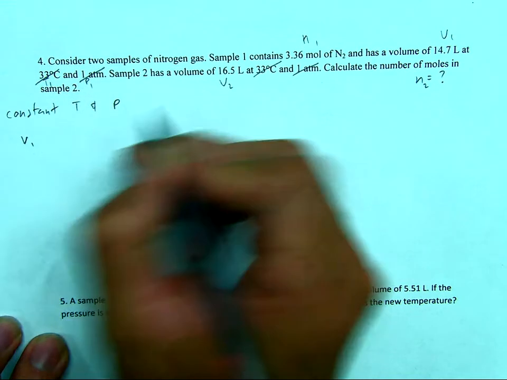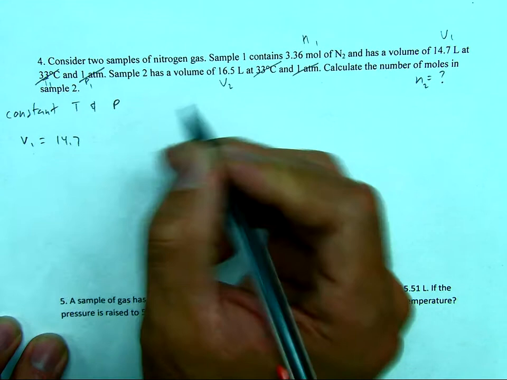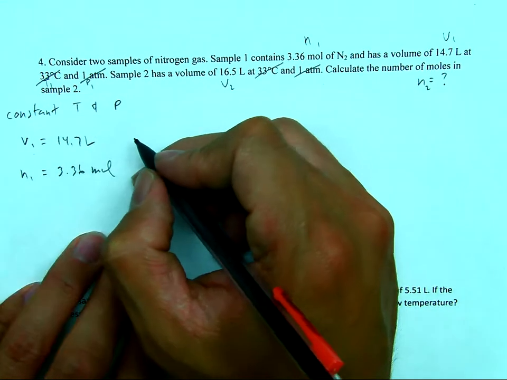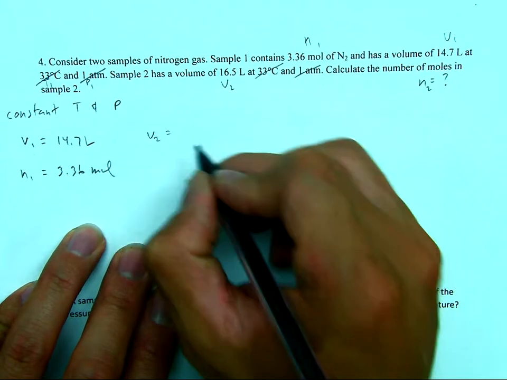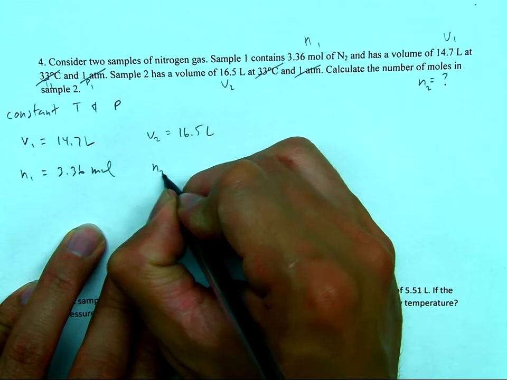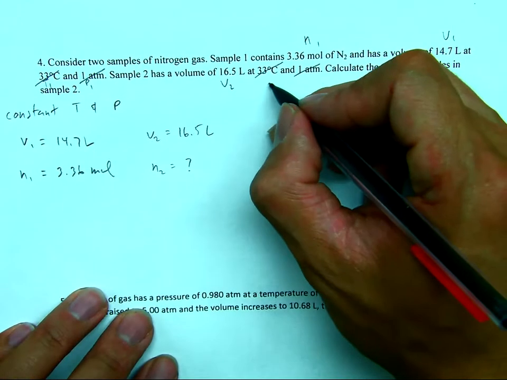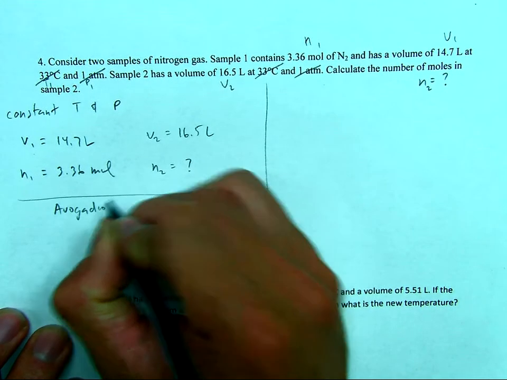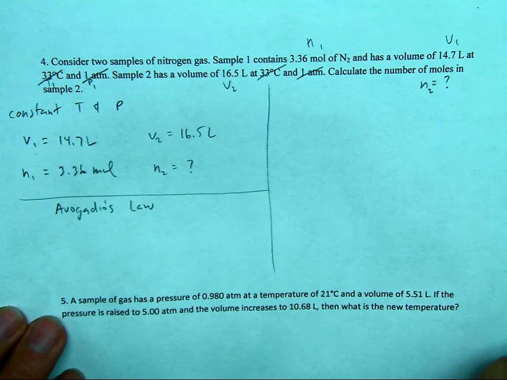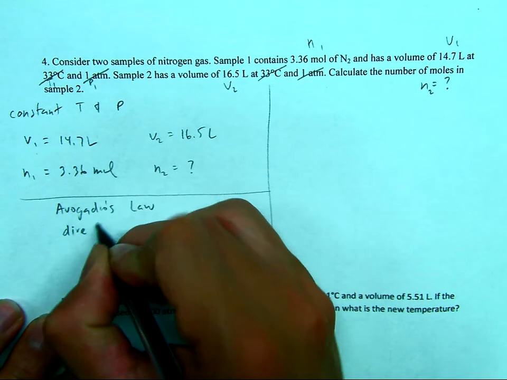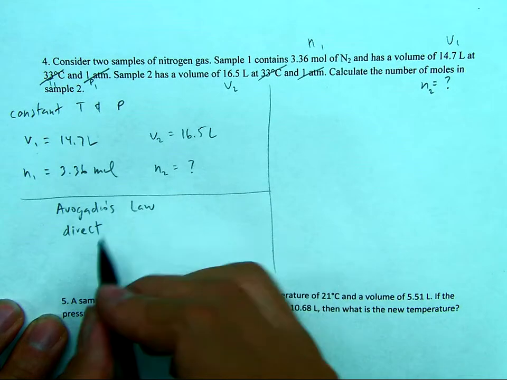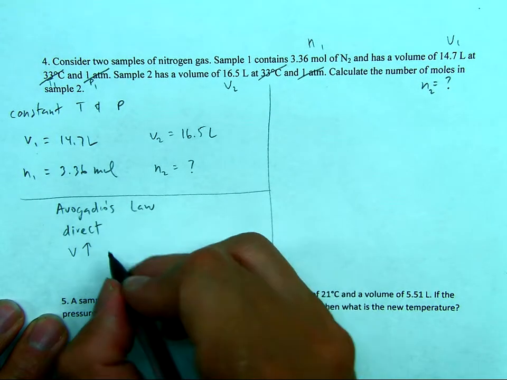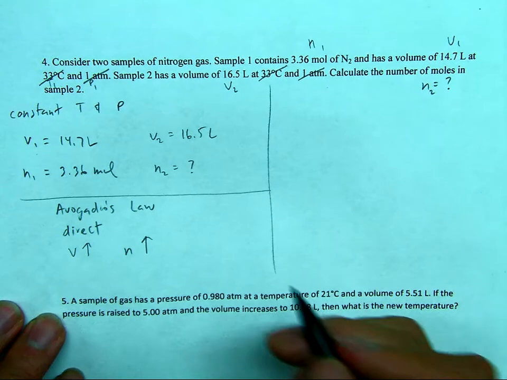V1 is 14.7, N1 is 3.36 mole, V2 is 16.5, and N2 is what we're trying to find. Okay, so this is Avogadro's law. Right? So this is also going to be a direct relationship. So we can see here that as the volume increases from 14.7 to 16.5, we're going to expect the moles to also increase. Okay, so let's see if our math proves out to be right.